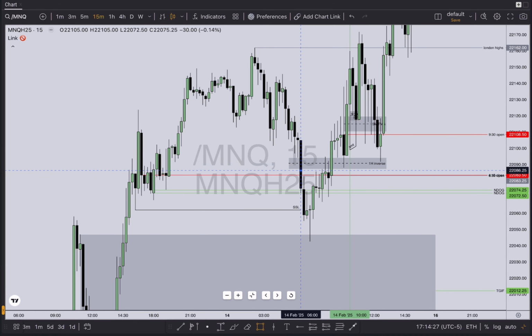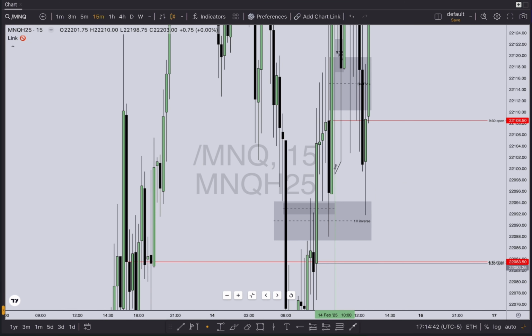We do also have a 15-minute inverse right here, which had a fair value gap that got inversed. Beautiful. This is also a BPR right here, which you can see price. If you take from here to here, right? This is a BPR, this small region right here.